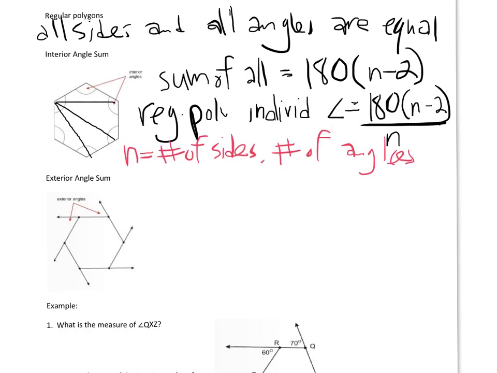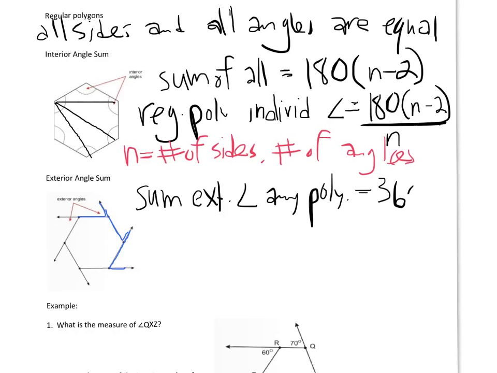Exterior angle sum is kind of a trick question, because when we're thinking about exterior angles, remember we're thinking about these ones on the outside. If we add them all together, we see that the sum of the exterior angles for any polygon equals 360 no matter what, as long as it's a convex polygon. It doesn't matter if it's regular or irregular.